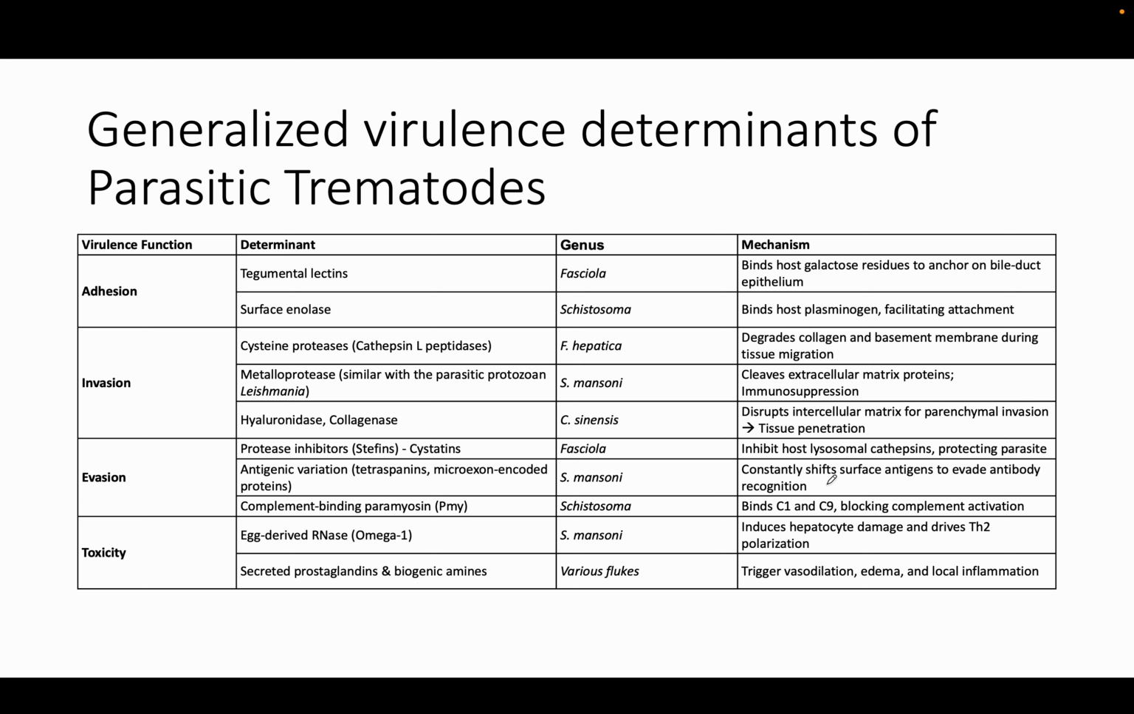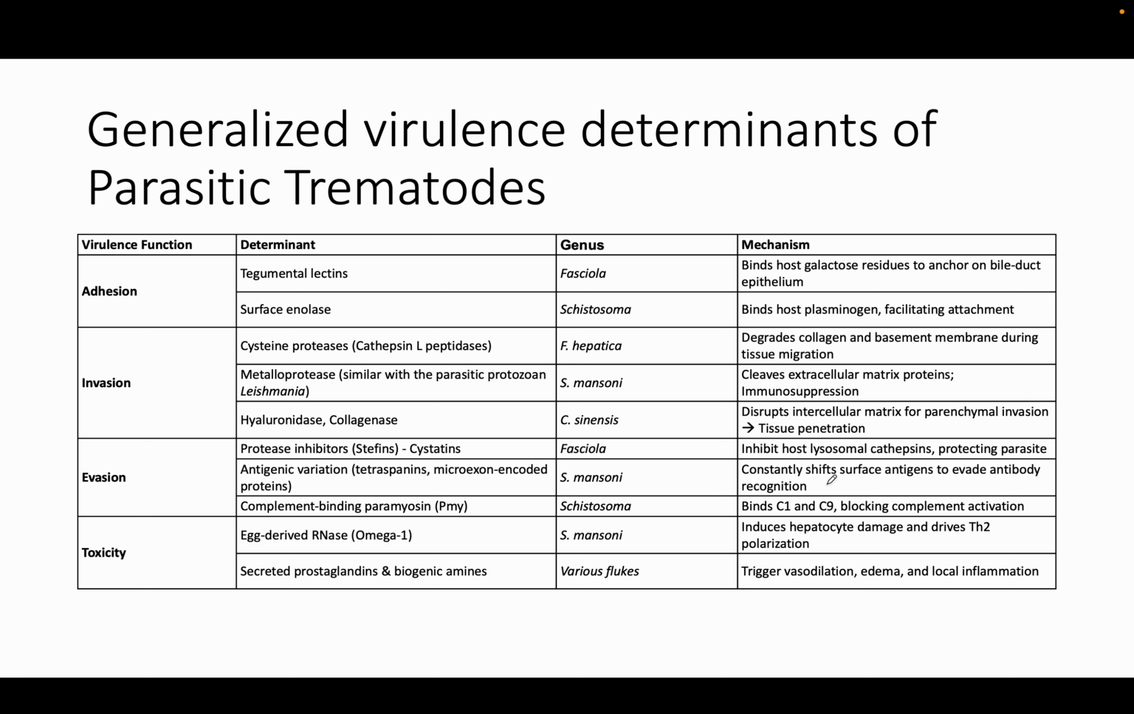Also, we have another example of an adhesion factor, which is surface enolase, in the case of Schistosoma. This is an enzyme which allows binding of factors from the schistosome to host plasminogen, and it will facilitate attachment. So enolase can be expressed as an extracellular product, secreted and lodged into the tegumental surface of the parasite, and can serve as a matrix between the parasite and the host.